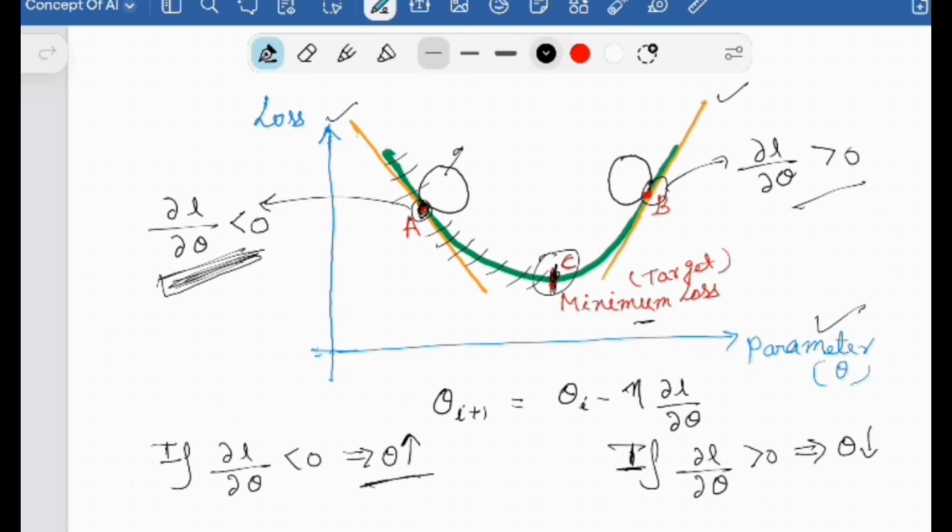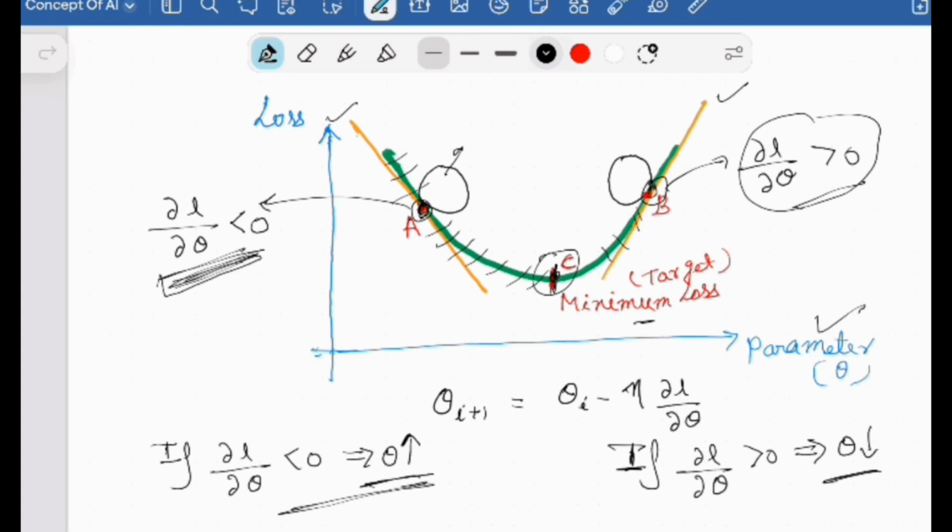Similarly, if I am at point B or at any point on the right side, I know that my slope is positive. So I know one thing, that if my slope is positive, then to reach point C, I need to decrease my theta. Okay, fine. So I got one conclusion, that if I am on the left side of the curve, then I need to increase theta just to reach point C.